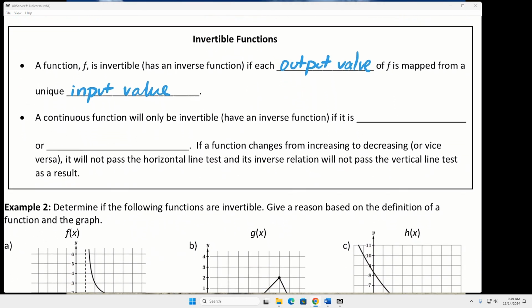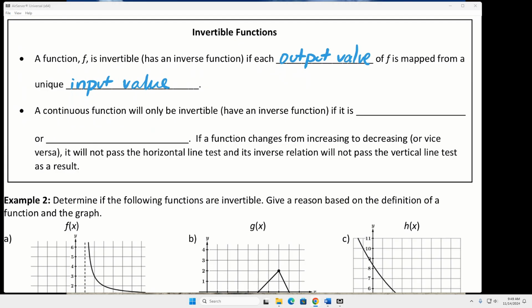Sometimes invertible functions are called one-to-one functions. Do you remember what you used in Algebra 2 to determine if a function had an inverse function? The horizontal line test. The vertical line test tests to see if the graph is a function. The horizontal line test is basically checking to see if it's an invertible function. They didn't use that terminology, but that is what you were doing basically.